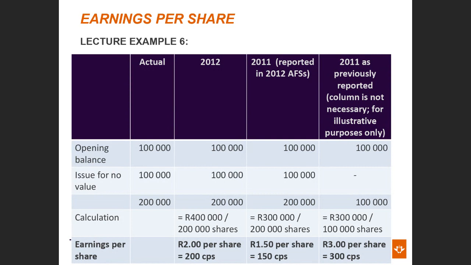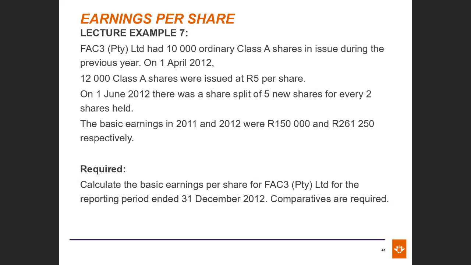There's no time weighting when the capitalization issue happened, and we also adjusted the comparative year for the capitalization issue that happened in the current year. Okay. So the earnings per share was 2 Rand in 2012 and 1 Rand 50 when we adjusted the comparative year of 2011. Okay. Let's move on to the next example and see if we understand this principle further.